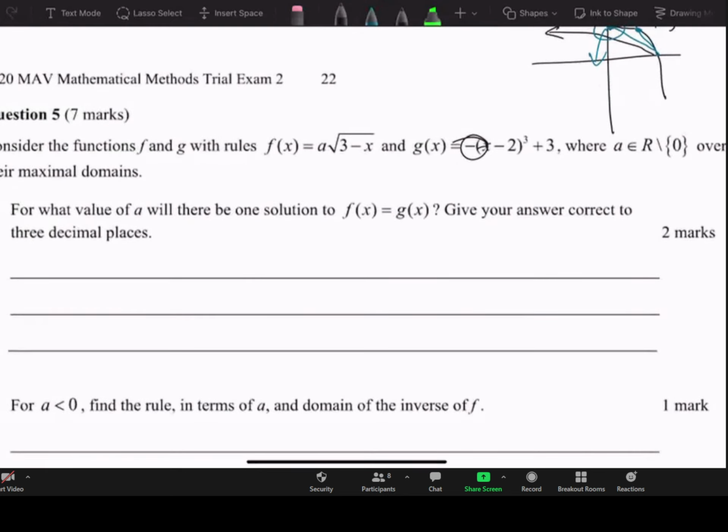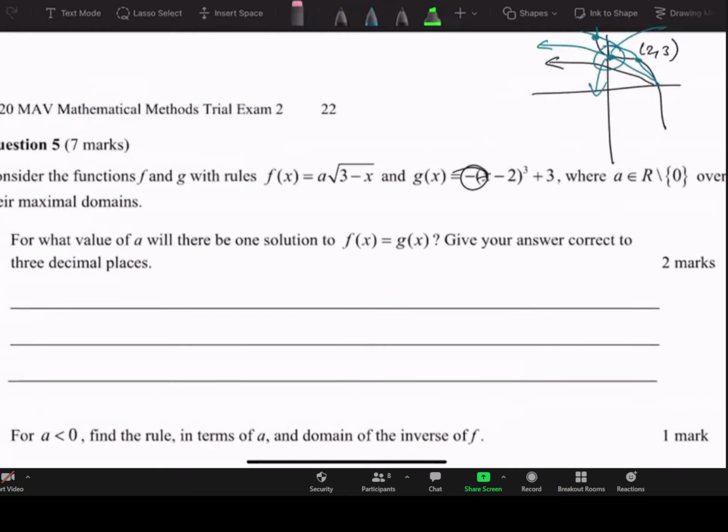But to figure that out, we have to do two things. The first thing is to realize that at that point, the cubic is going to be tangent with the square root function. So one is that f'(x) equals g'(x), but the other thing is also that f(x) equals g(x), and we're trying to find A.